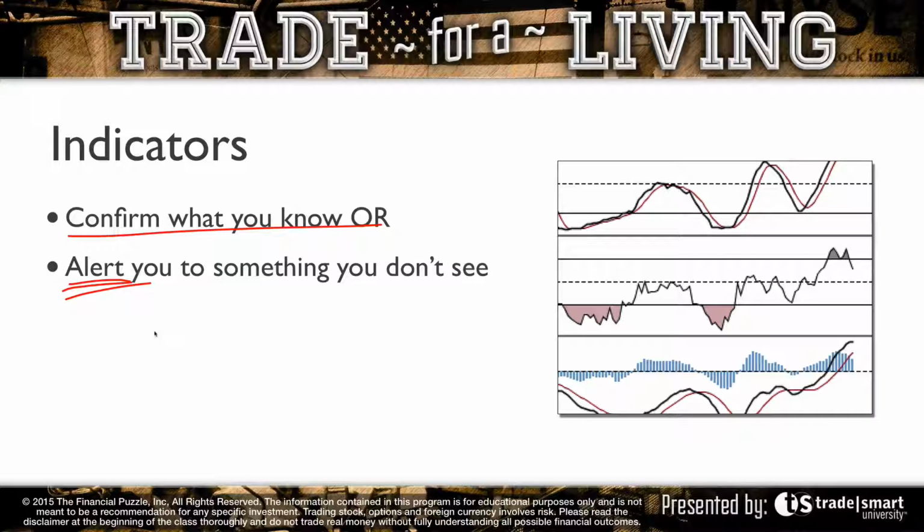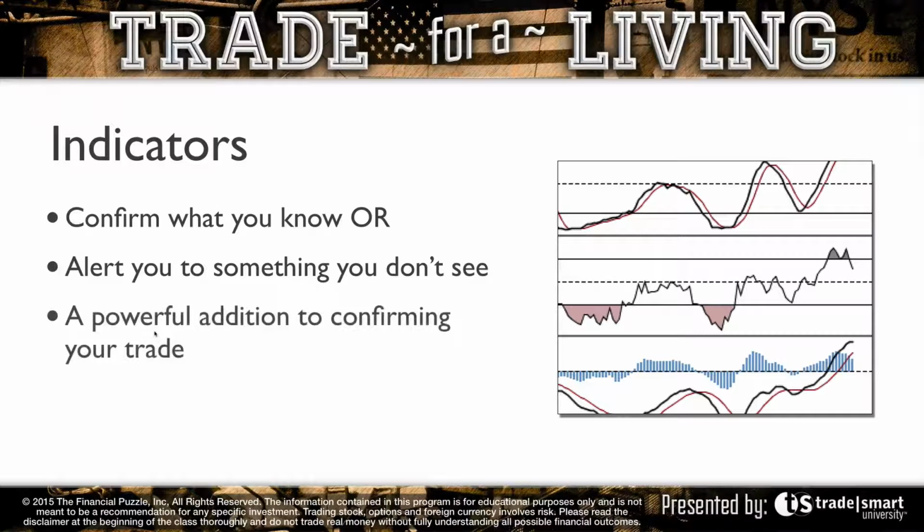What a lot of people like to do with indicators is they like to look for that quote unquote perfect indicator, and they're always trying to trade based on the indicator. The better way of using it is, as I've put it up here on the screen, to confirm what you already knew or to alert you to something you did not see. And if you'll look at your indicators that way, you'll find that they provide excellent insight. They give you really powerful confirmation of your trade. And they're just really excellent tools.